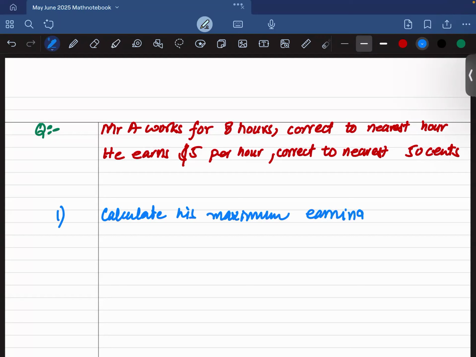But we know the formula for earning. What would it be? Time multiplied by rate. Agree or not? Ramin, do you understand this? Yes sir. Okay. So the examiner is asking to calculate his maximum earning. Maximum earning means the upper bound of earning. So it's a multiplication formula, so we take the upper bound of time and the upper bound of rate.